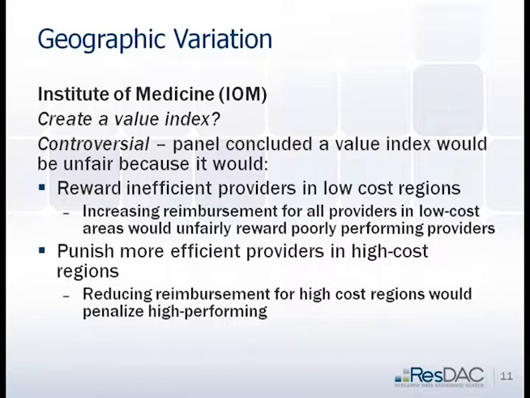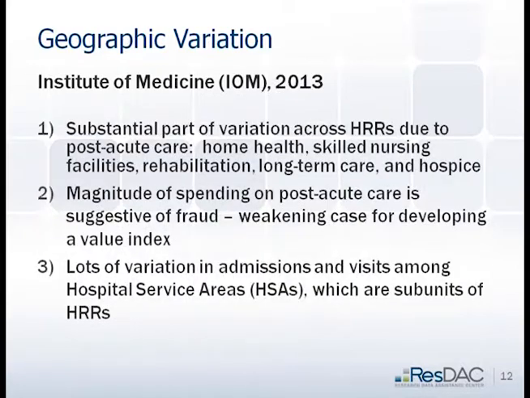This panel concluded it would be unfair. Why? Because you're going after regions, and within regions there's so much variation in practice patterns, for one, but what you'd essentially be doing is rewarding inefficient providers in low-cost areas. So in other words, you're increasing reimbursement for all those providers in the low-cost areas, and that would unfairly reward poorly performing providers. And then you'd punish more efficient providers in the high-cost areas. Why? Because you're basically saying, hey, you guys cost too much, we're going to reduce reimbursement rates and punish everybody in the region, even the high-performing providers. So the jury's still out.